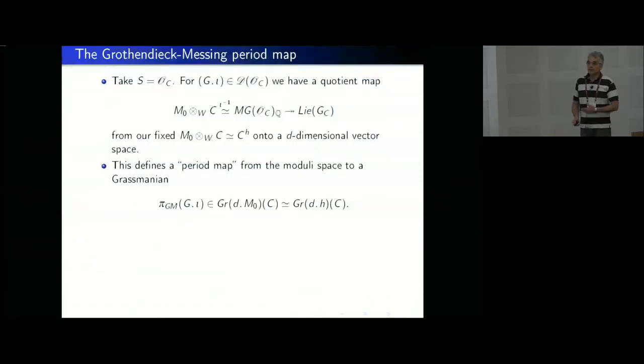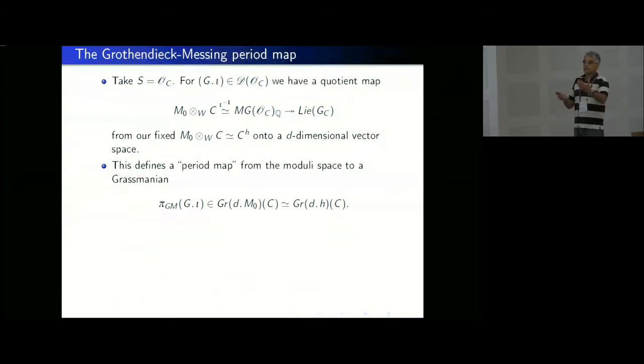So we have everything prepared to describe it. We take S now OC, S over PC, S over PS is OC over P, and if we have a couple G, iota in D of OC, we can identify, as I said before, via iota, the crystal with the fixed model M0, since we inverted P, tensor C. Okay, so I'm working rationally, not integrally.